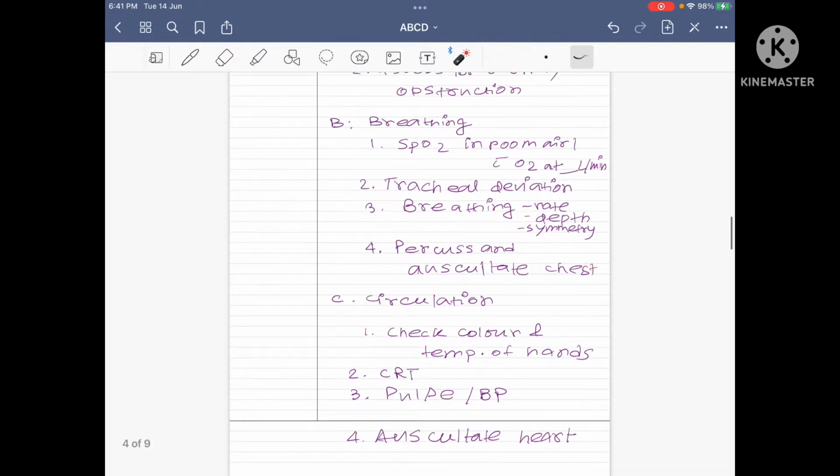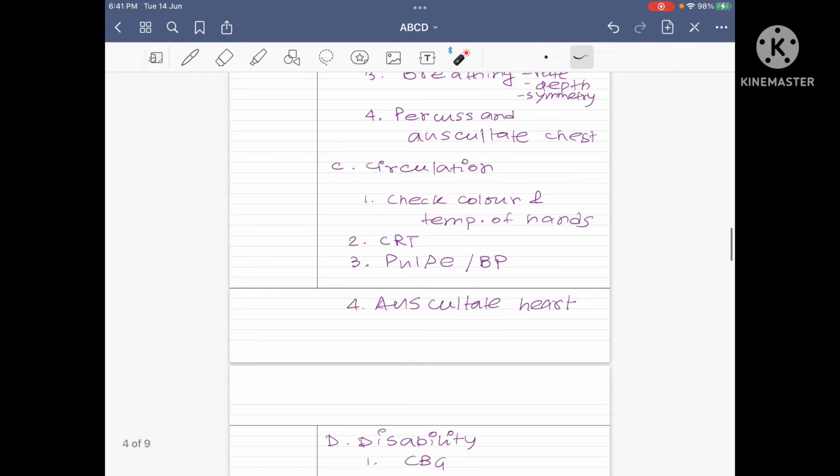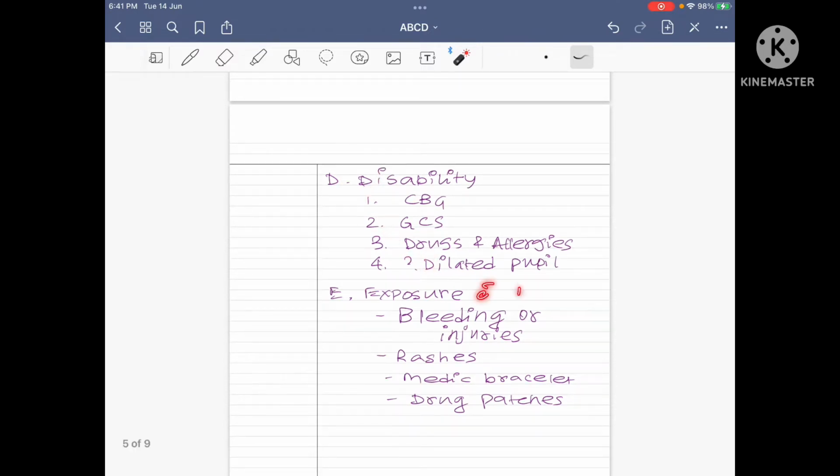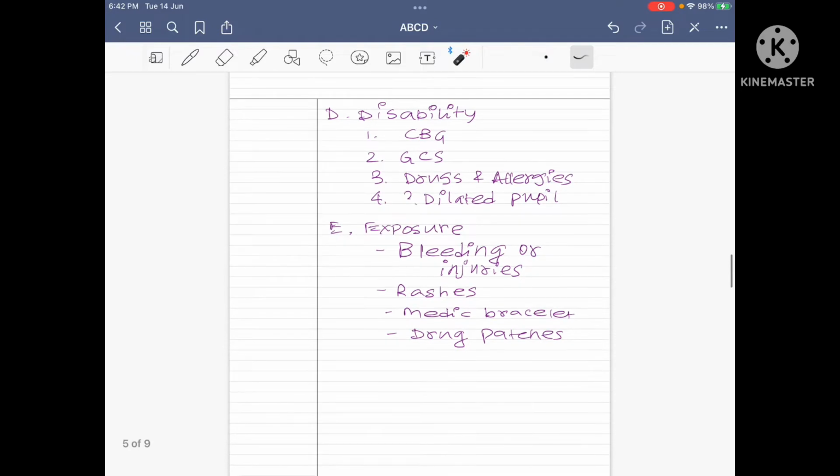Next is C for circulation. Here you should check the color and temperature of the hands, capillary refill time, pulse rate, rhythm and volume mainly, BP, and auscultate the heart. D stands for disability: capillary blood glucose, GCS level, any drugs or allergies, and pupil examination. Then exposure with dignity, looking for any bleeding or injury in case of RTA, rashes, medical bracelet or any dark patches.